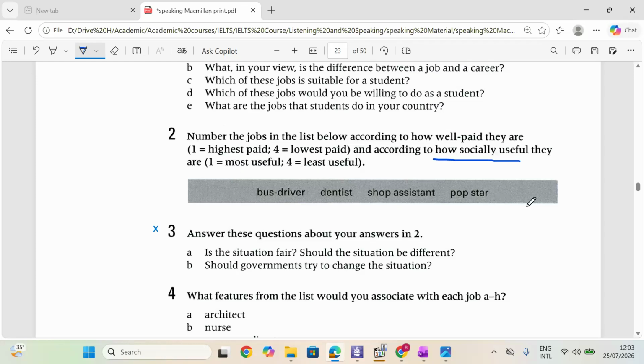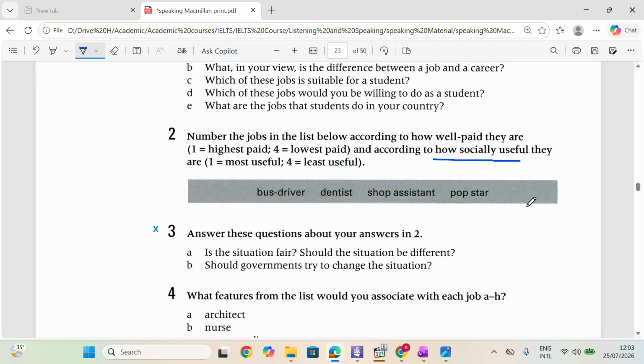Okay, the most useful is a bus driver. Then dentist. Then shop assistant. Why do you think bus driver is the most useful for society? Okay, dentist, like if we have only one person in the city, he's going to solve the problem. But a bus driver, there are a lot of people who need to go from here to there. So we need a bus driver. Everyone needs someone to drive them from place to place.